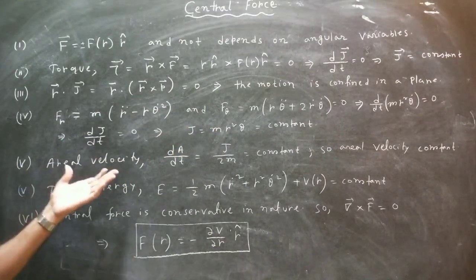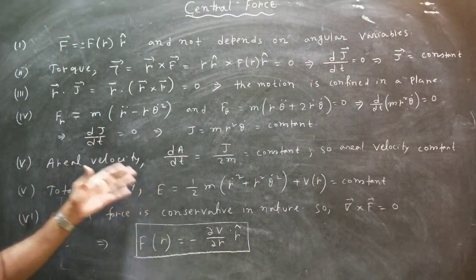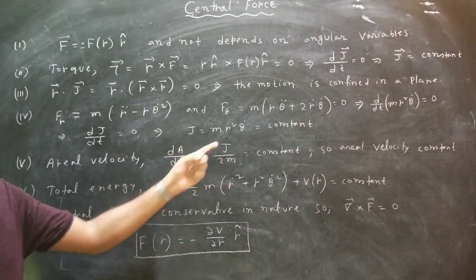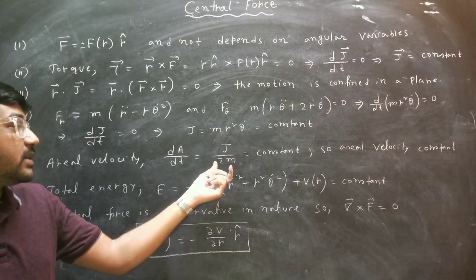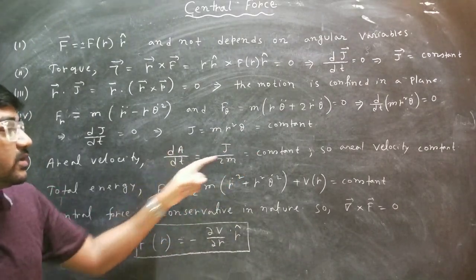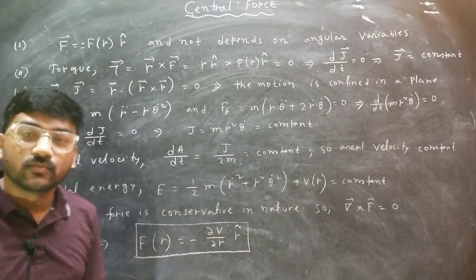And the areal velocity, that is dA upon dt, we can prove this also under central force motion, that dA upon dt is j upon 2m, where j is the angular momentum and m is the mass of the particle. And as you know that j is constant and m is also constant, so dA upon dt is constant, so the areal velocity under central force motion is constant.